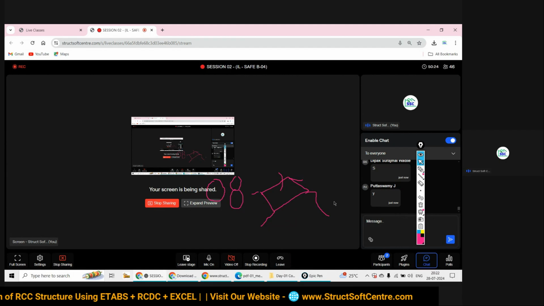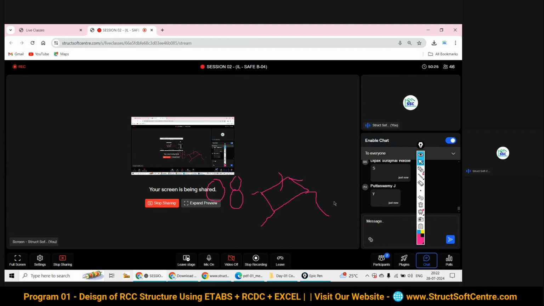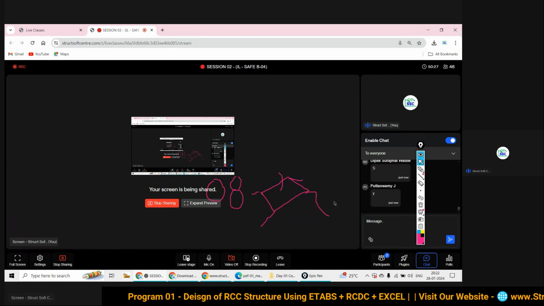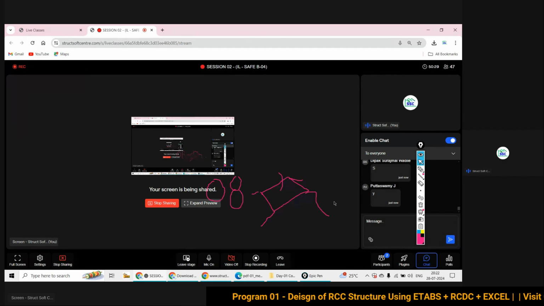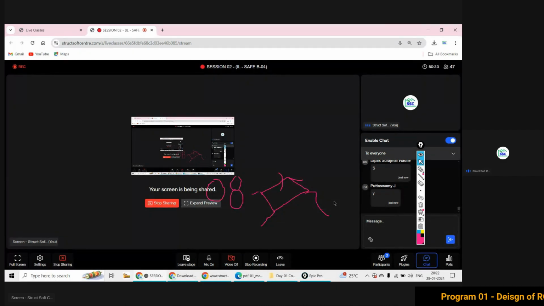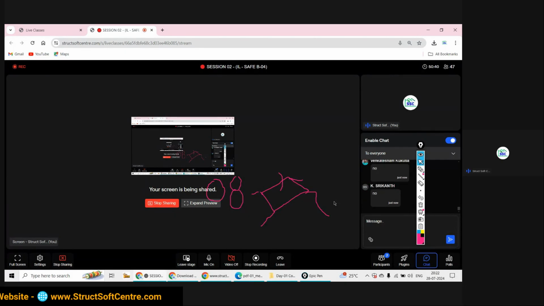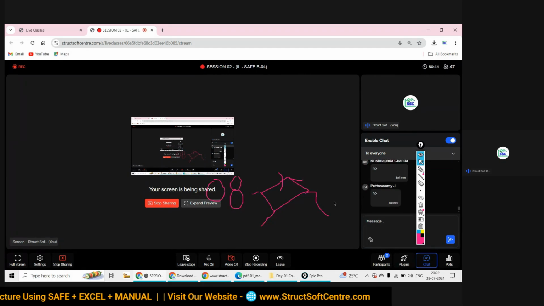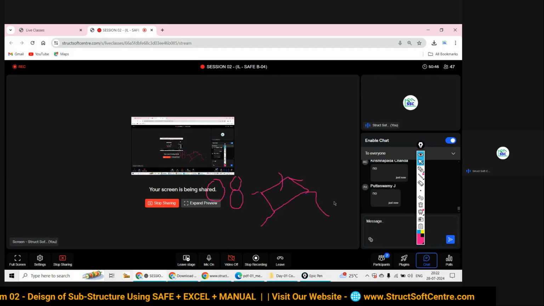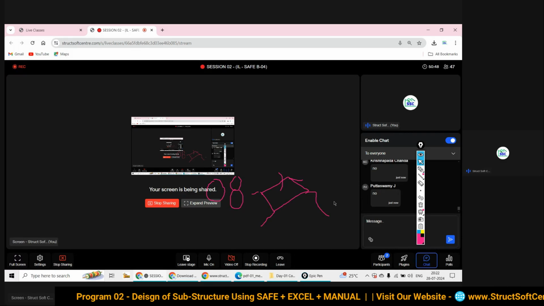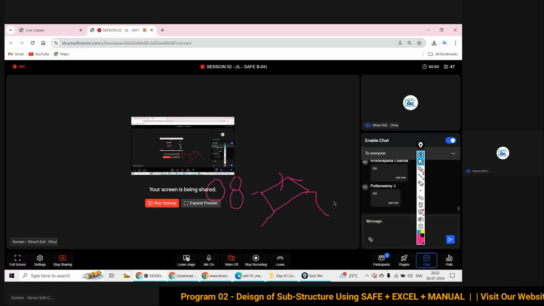But have you seen any practice where, in a substructure, you model the soil? Have you seen that anywhere? Actually that should be done. For the substructure, what we call the foundation and subsoil combined form the substructure. Your foundation alone is not the substructure; your soil and foundation together become your substructure.